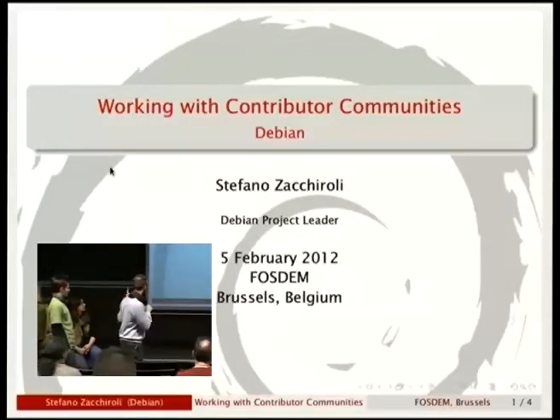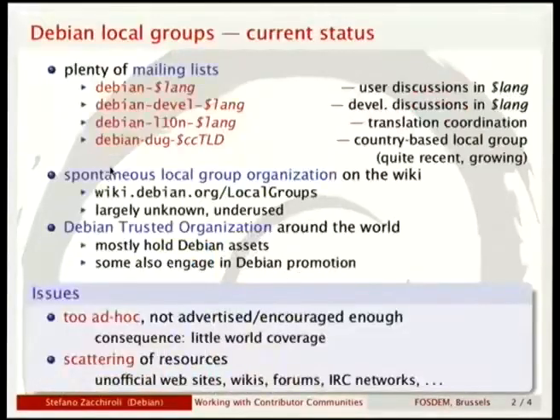So the current structure is that we have a lot of mailing lists which are used by local communities to work on specific topics. So for instance, we have a user discussion list in specific languages like Debian French or Debian Italian or Debian German. And those are contact points for users to have a virtual place to discuss issues or what they're doing with Debian. This is mostly user focused.